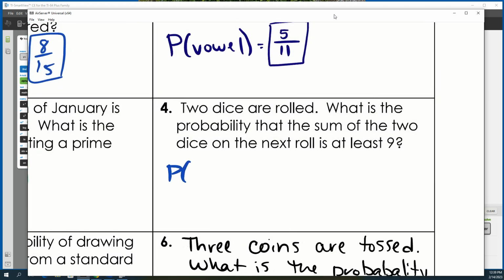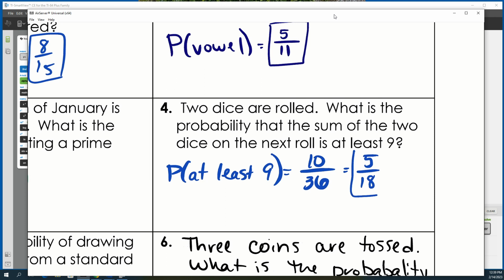Okay, probability of at least 9. All right, so we said there was 10. All right, so looking at yours, how many total possibilities are there when you roll 2 dice? Anybody? 36 total possibilities. All right, and then that will reduce. You can reduce it by hand or in your head, either way. You can reduce it in the calculator, is probably how you want to do it, but that's going to be 5/18 in reduced form.